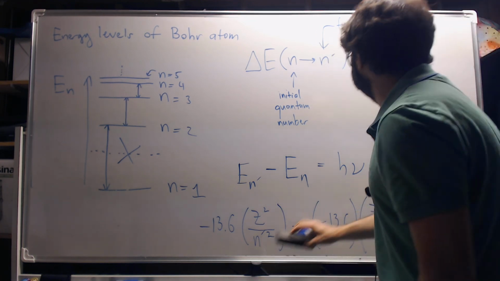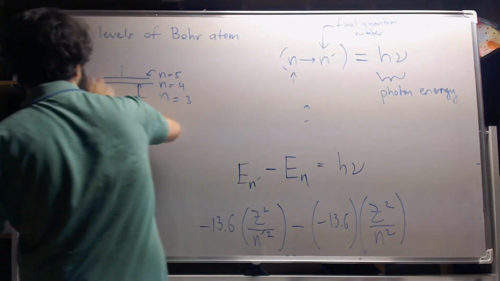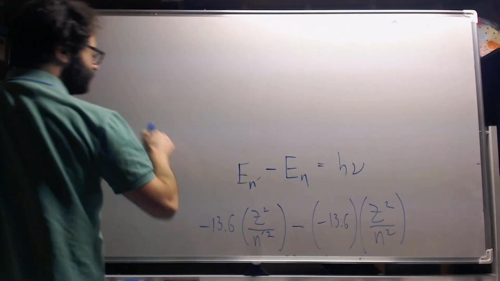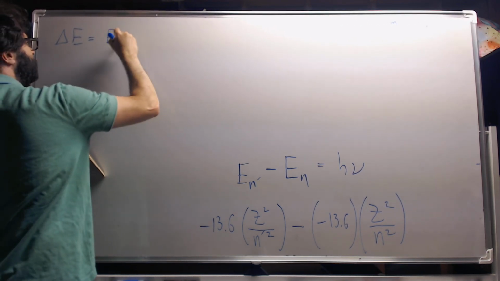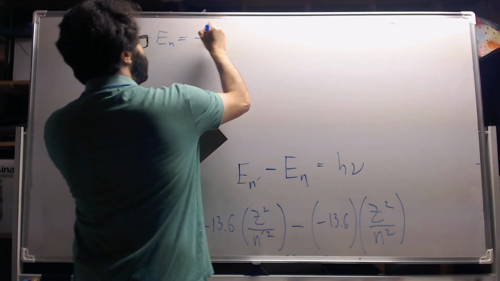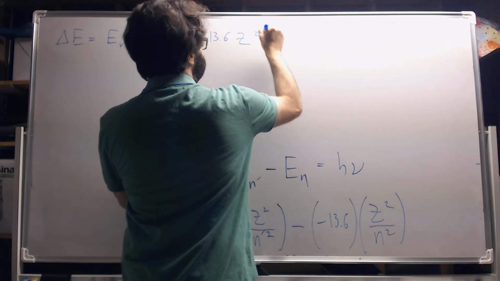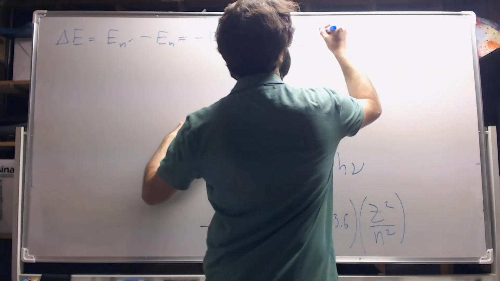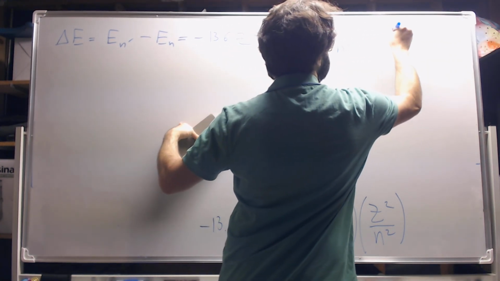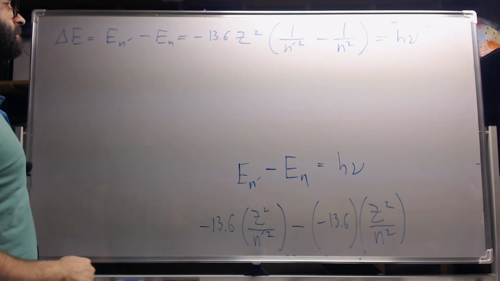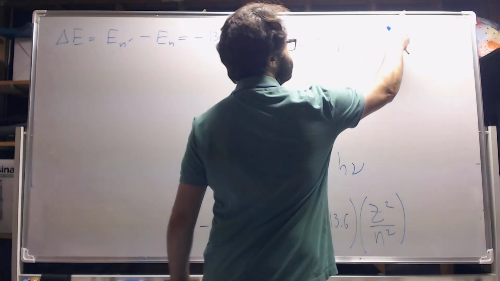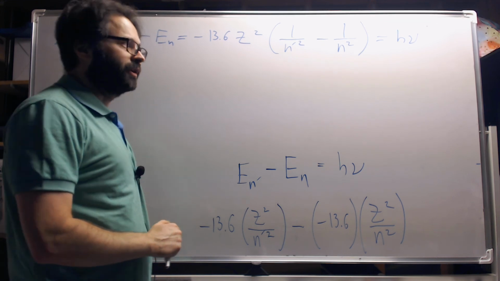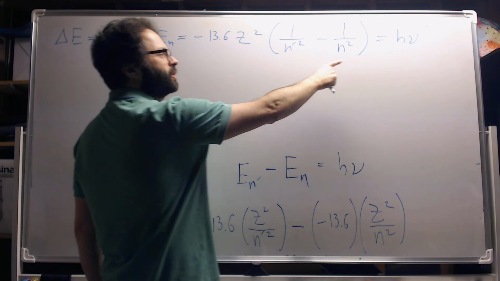And if we rewrite this, we find that delta E, or En prime minus En, equals minus 13.6 Z squared times 1 over n prime squared minus 1 over n squared. And this equals h nu. What does this mean? This means that the atom will absorb many possible frequencies of light. Not just any particular frequency, but any possible frequency of light. The atom is capable of absorbing, in principle, any frequency of light.